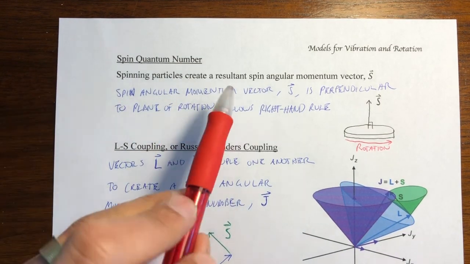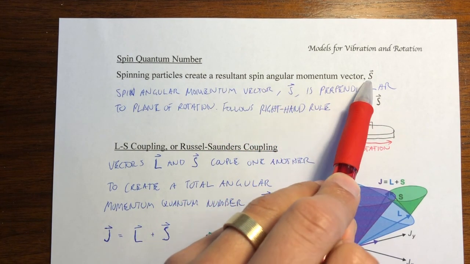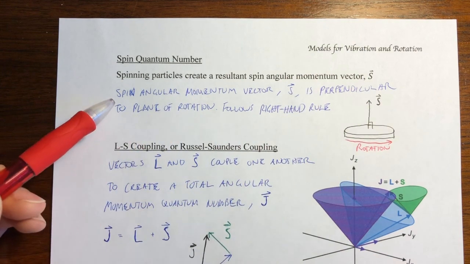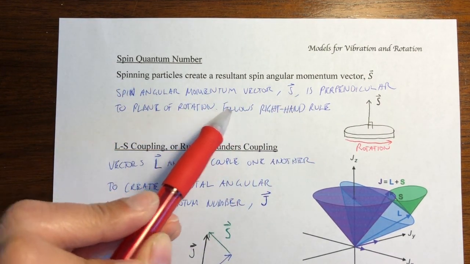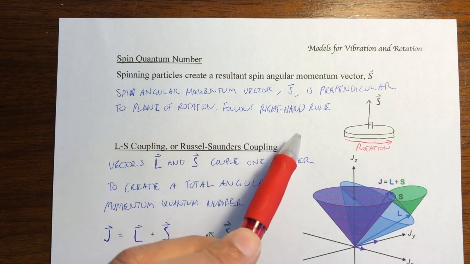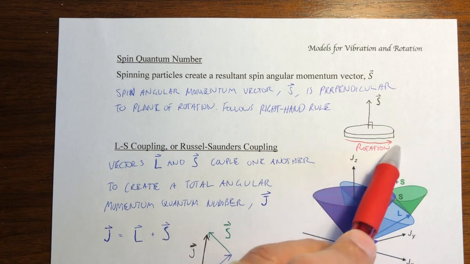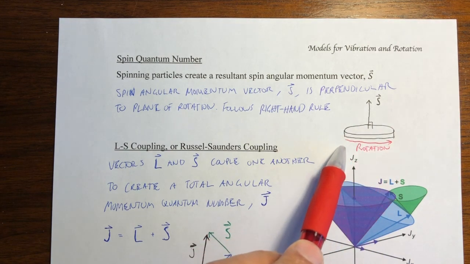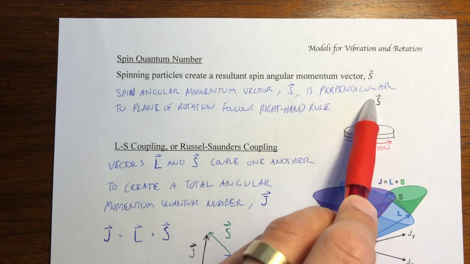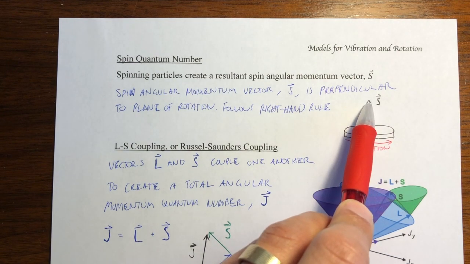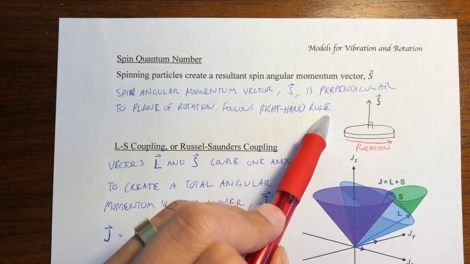Spinning particles create a resultant spin angular momentum vector, S. The spin angular momentum vector S is perpendicular to the plane of rotation and follows the right-hand rule. This is just the same as our angular momentum vector. So if we have rotation from above counterclockwise, just as before, we would have our spin angular momentum vector going vertically here. So what is the point of bringing up our spin angular momentum?